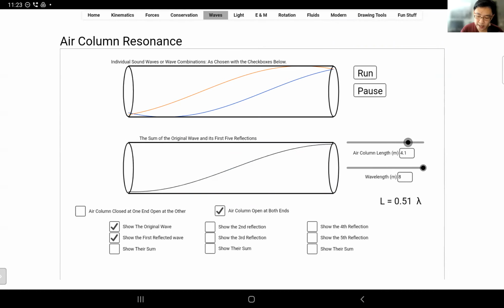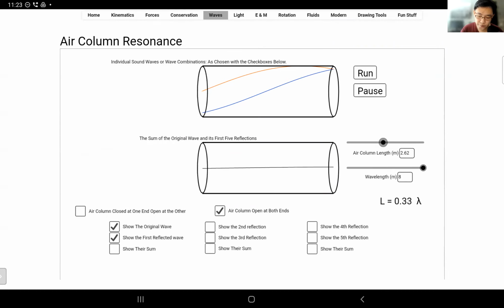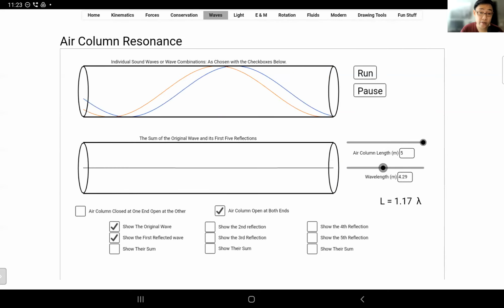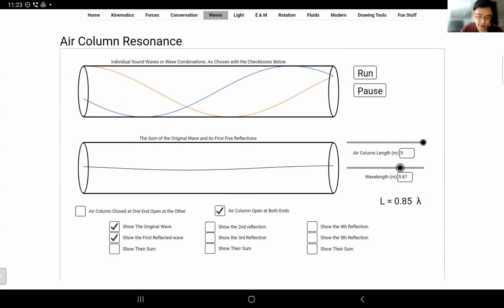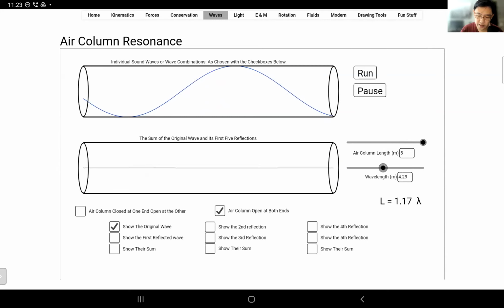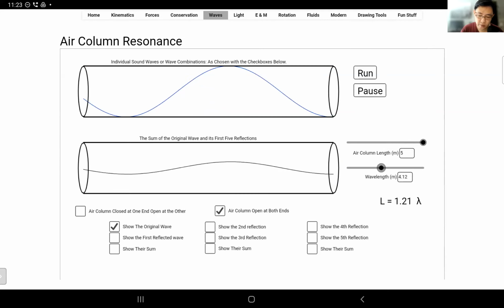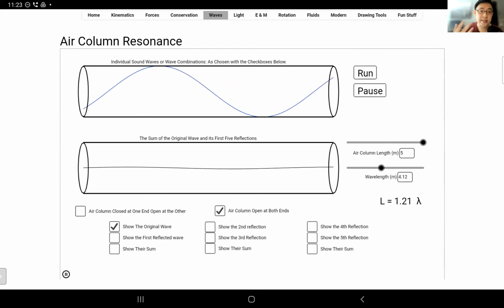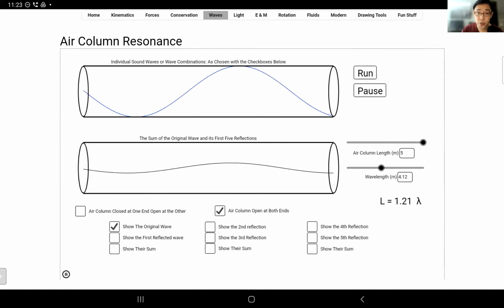So what I can do is adjust the length of the tube wherever I like, and I can adjust the sound wave that I send in. So let's start from this. If I don't put anything in, I'm just showing you the original wave. Let me pick just any numbers, any wavelength, and I just hit run. So what happens is you just send a sound into this tube.